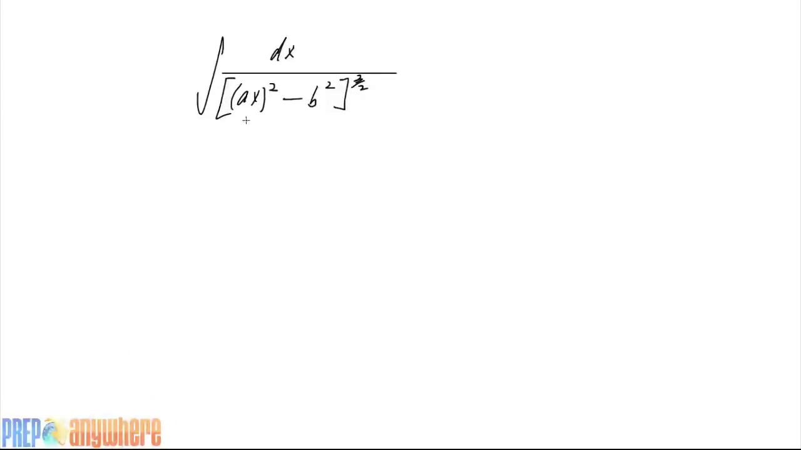Okay, so here we have a variable squared minus a constant squared. So we have to let ax be secant of theta. But we need to get rid of this b squared, so we have to actually multiply the secant by b. Okay, so let's differentiate this.